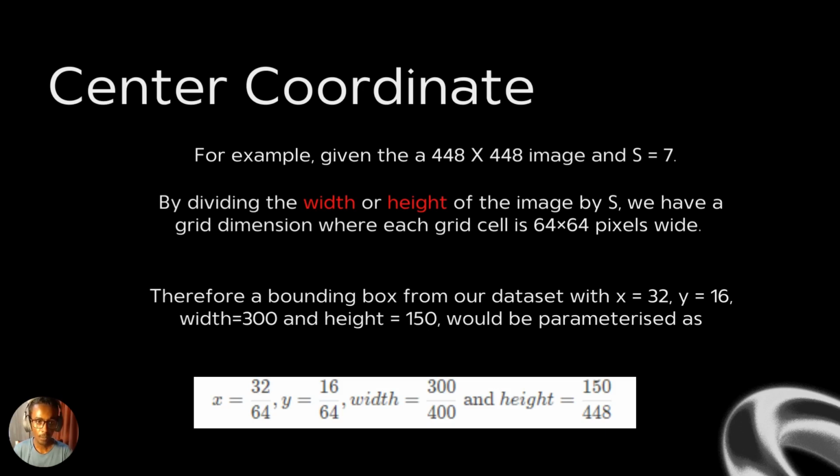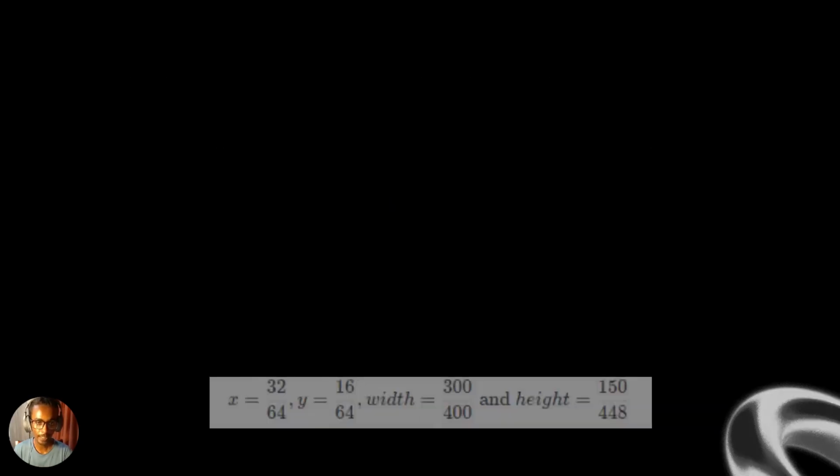Then we get 64. Then we divide the X and Y coordinates by 64, because as we mentioned before, it has to be predicted with respect to the grid cell and not the entire image. And the width and height also need to be between 0 and 1, so we divide by the dimensions of the entire image, and we divide it by 448.